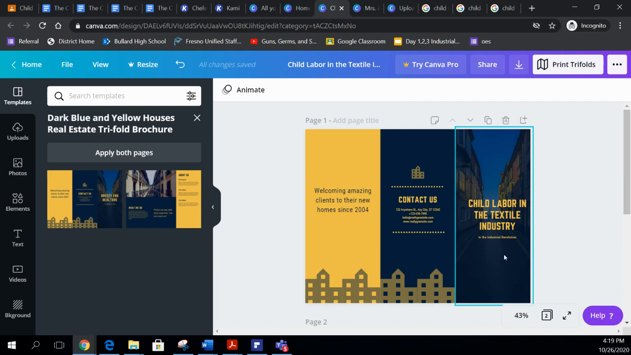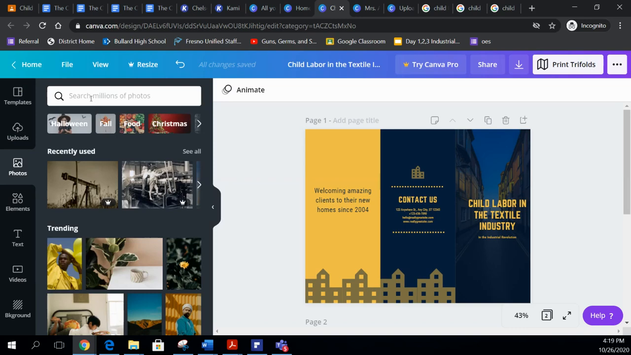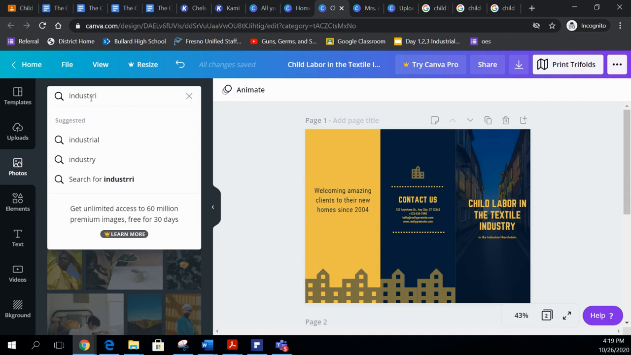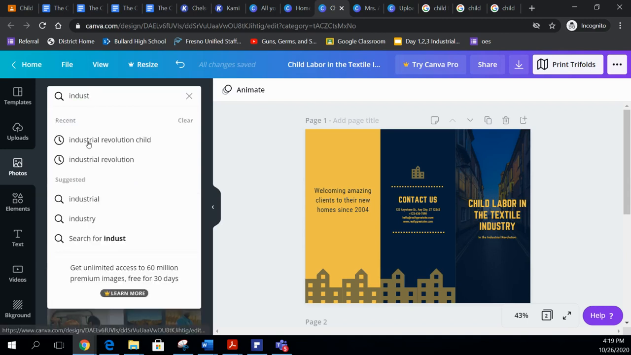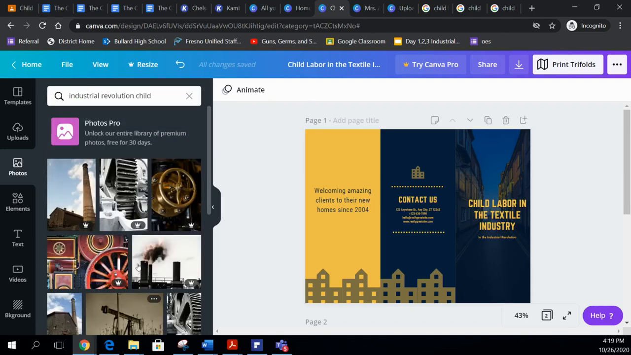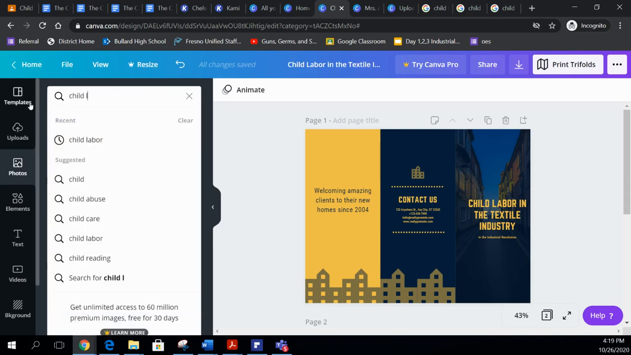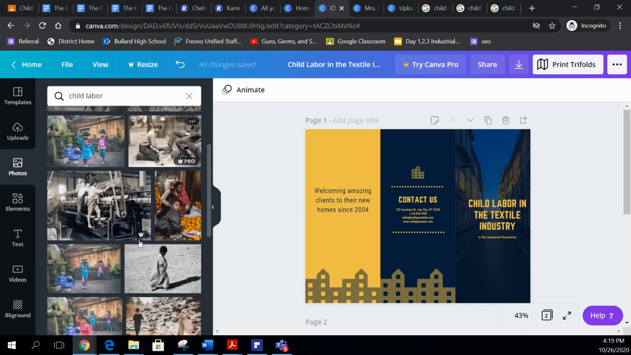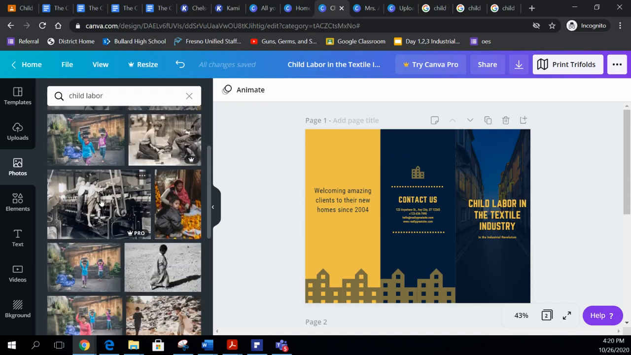All right, so now I need to add a picture to this. You have a few options for how to add a picture. One, you can go over to the left-hand side and click Photos, and you can search for the photo you want. So we're going to say Industrial Revolution child. Okay, we didn't really get what we wanted. Let's see, child labor. Let's see what comes up. Okay, all right, so we're working in the textile industry.